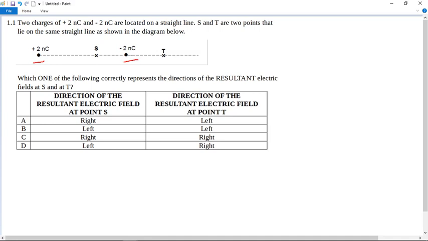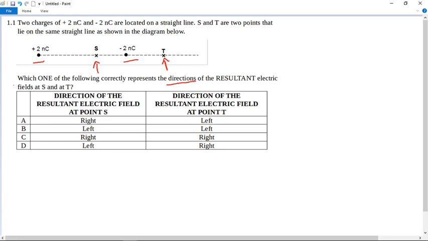S and T are 2 points which lie on the straight line as shown in the diagram below. Well, it's not quite exactly where T is, but we can fix that. Which one of the following correctly represents the directions of the resultant electrical fields at S and T?